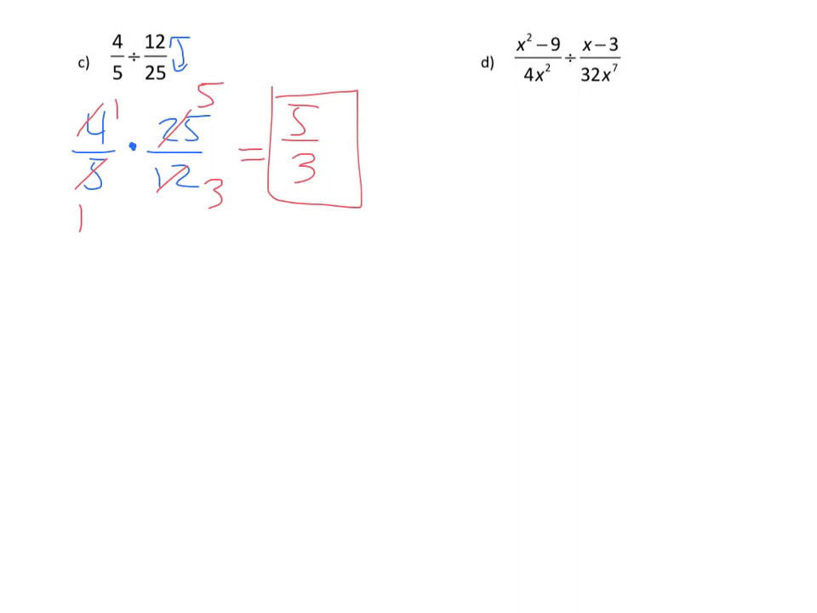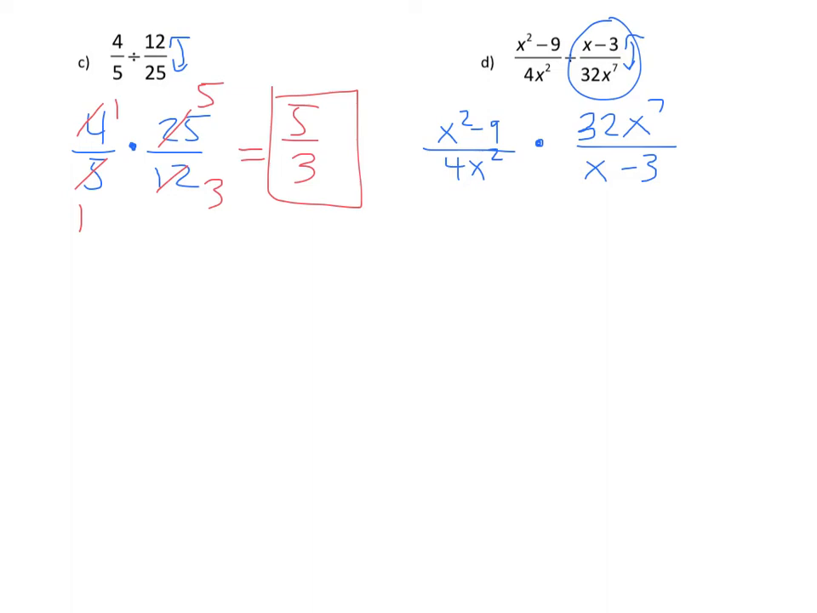I take my second fraction and flip it. So I keep the first one the same, x squared minus 9 over 4x squared. Change it to multiplication, flip the second fraction. 32 on top, over 32x to the 7th. On the bottom, x minus 3. And now it's a multiplication problem. I need to factor it.